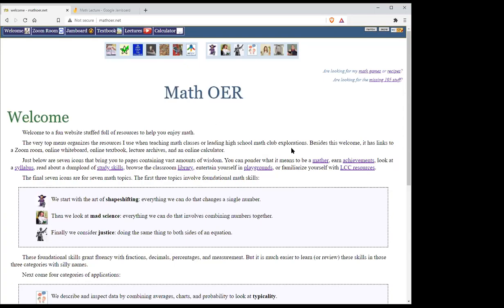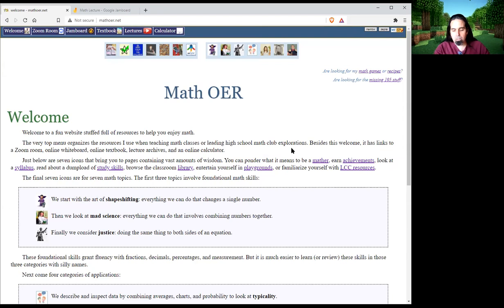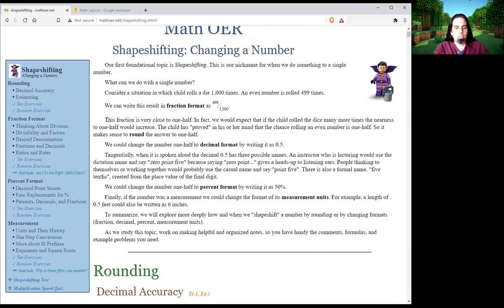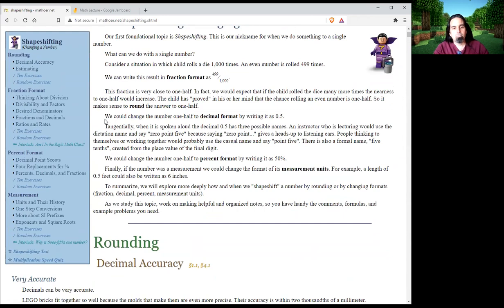Welcome to week 2, Thursday, level C math. And if I click on the icon for the Lego guy, shape-shifting, changing one number, we're almost done with this topic. We've done everything about rounding, about fractions, about percents, and changing between percent, decimal, and fraction format. So the next topic is measurement.